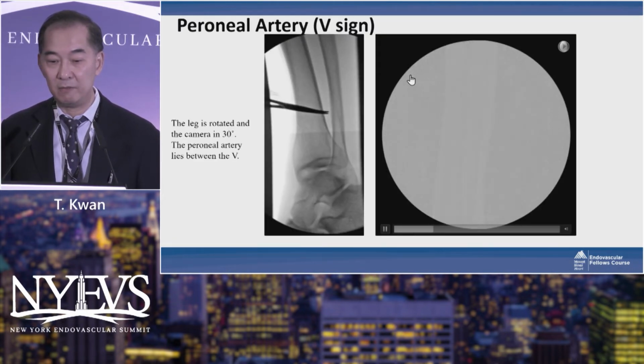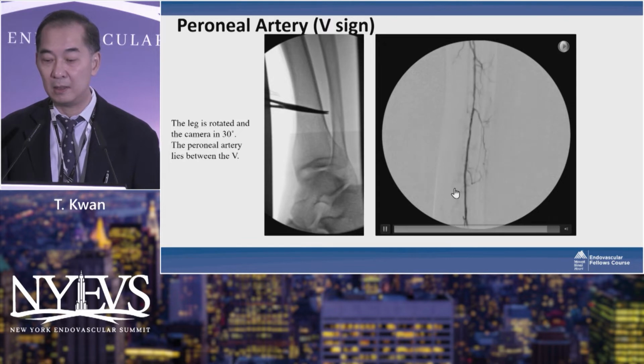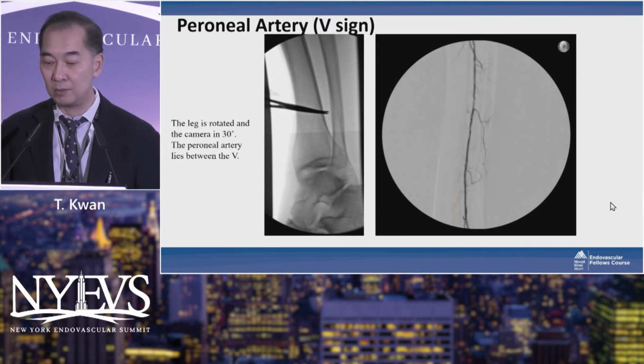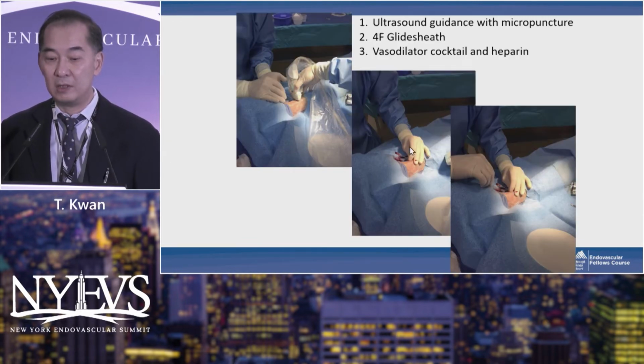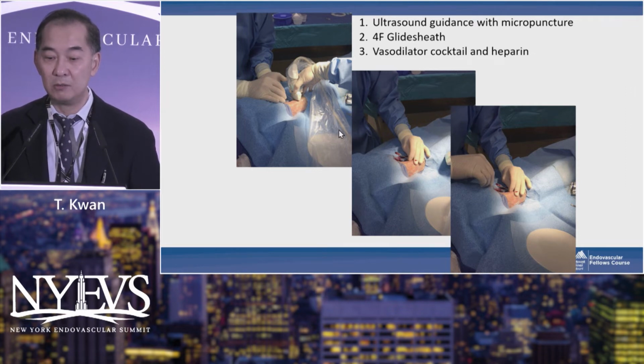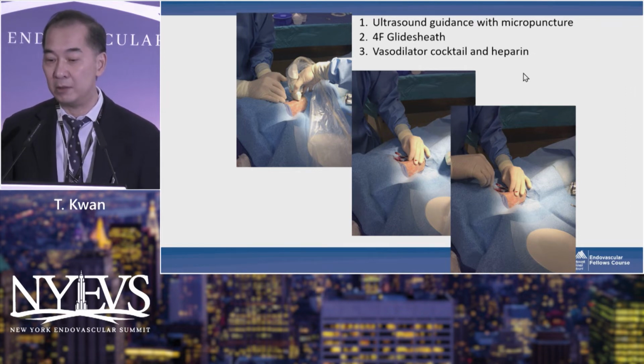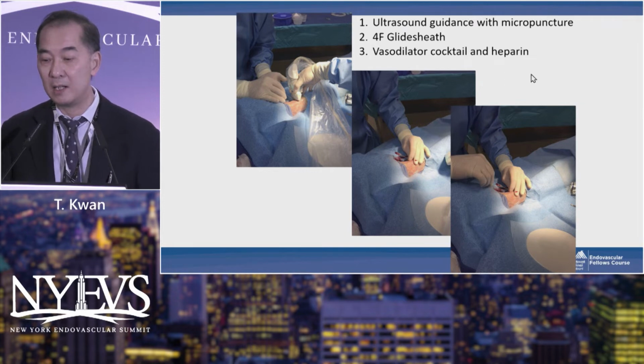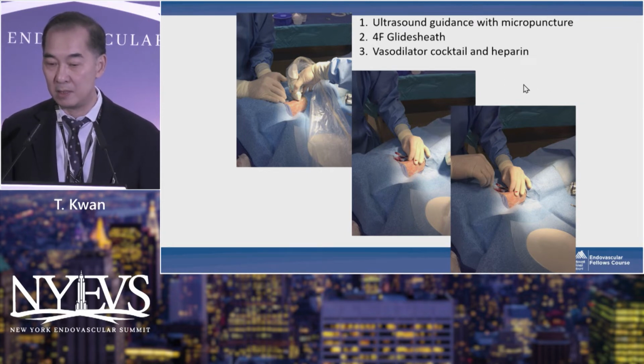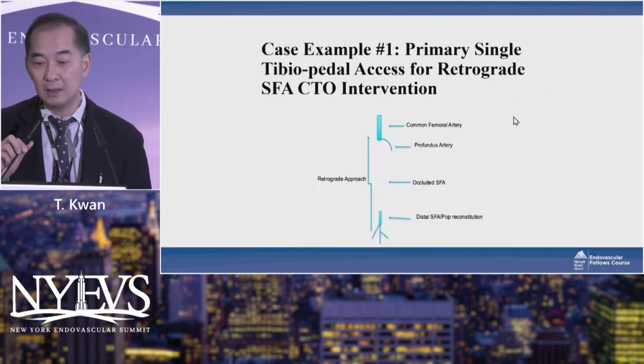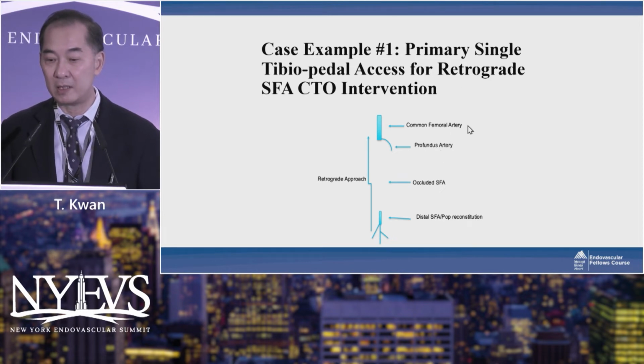And this is how we do the peroneal artery puncture. The peroneal arteries are lying between here, and you can puncture right in that situation. After you get the ultrasound-guided micropuncture, we use the same technique as radial: put in the vasodilator cocktail and heparinize the patient. Just to give some quick case examples.